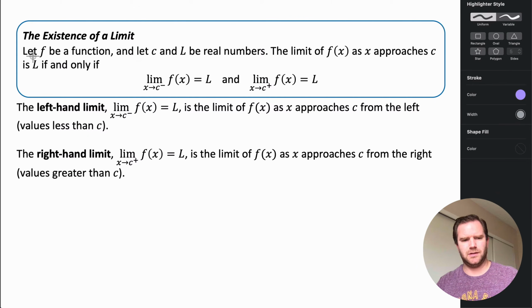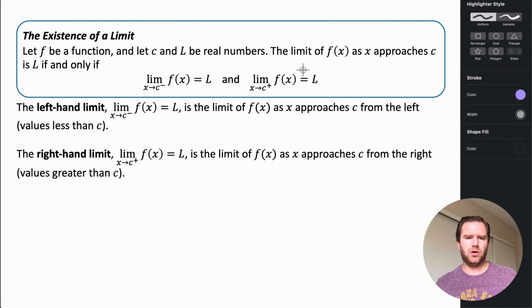So if we look at this, what it says is, let f be a function and let c and L be real numbers. So the limit of f of x as x approaches c is L if and only if, and the way that we read this, the limit as x approaches c, and this little superscript negative means from the left. So the limit as x approaches c from the left of f of x is L, and the limit as x approaches c, this is going to be from the right, of f of x is L.